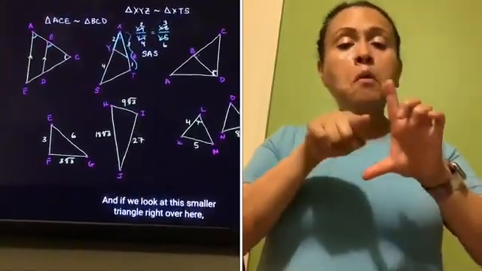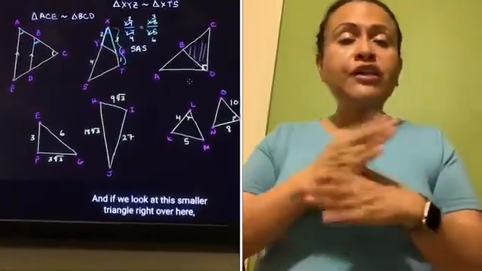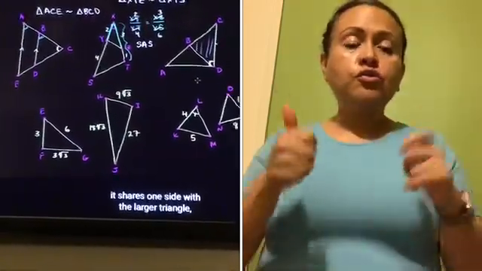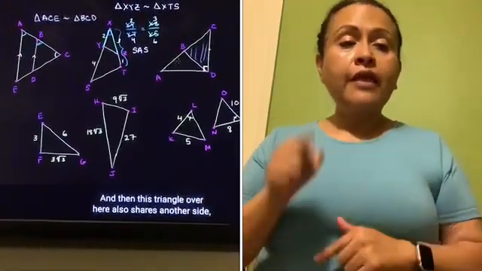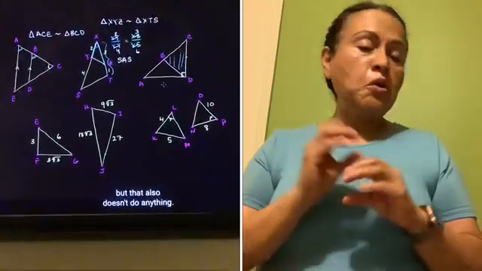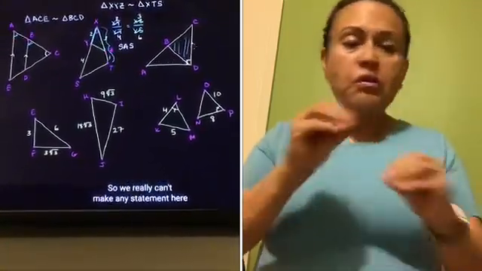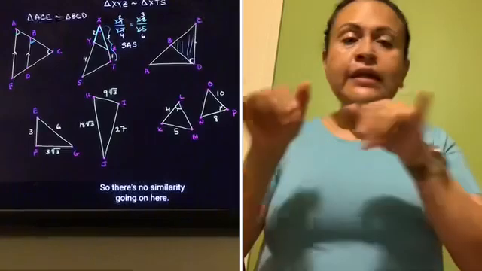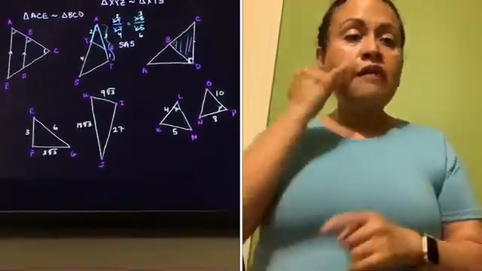If you look at this smaller triangle right over here, it shares one side with the larger triangle, but that's not enough to do anything. And then this triangle over here also shares another side, but that also doesn't do anything. So we really can't make any statement here about any kind of similarity. So there's no similarity going on here.